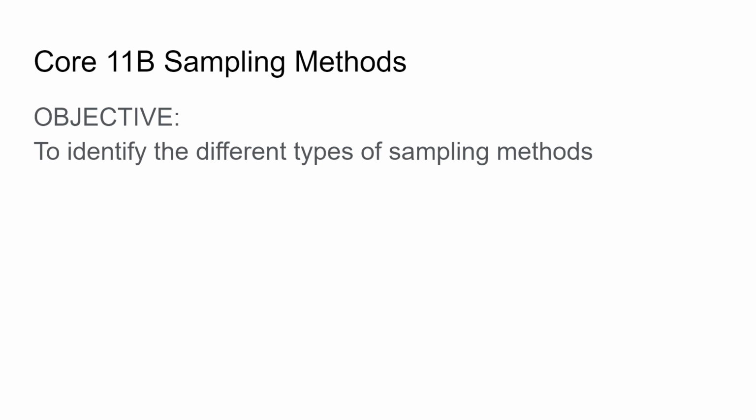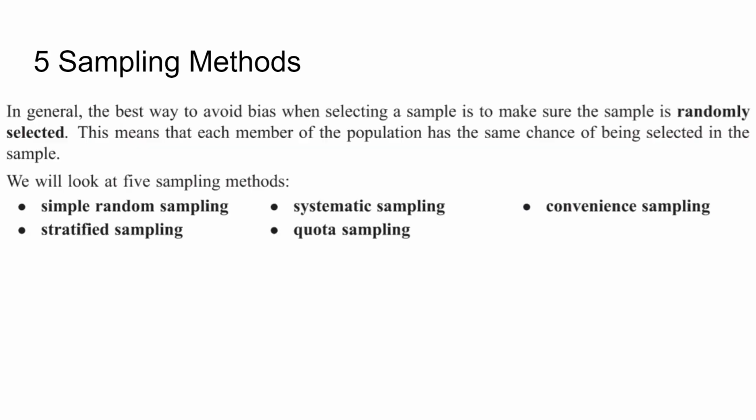Continuing in our core book, chapter 11, section B, we're talking about sampling methods here. In the previous section, we talked about bias or errors when we were selecting our sample. In this section, we're talking specifically about the different kinds of sampling methods that we could use. There are 5 that we're going to talk about. It doesn't mean that there are only 5, but these are the 5 that are considered to be part of the IB curriculum, and therefore they're the ones we're going to talk about.